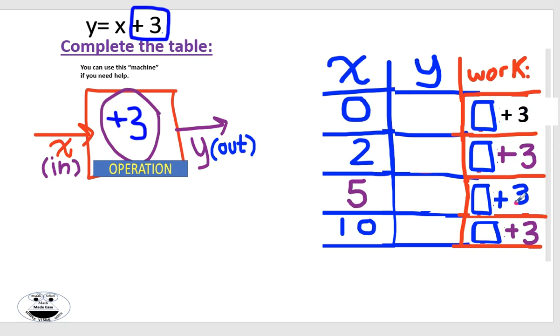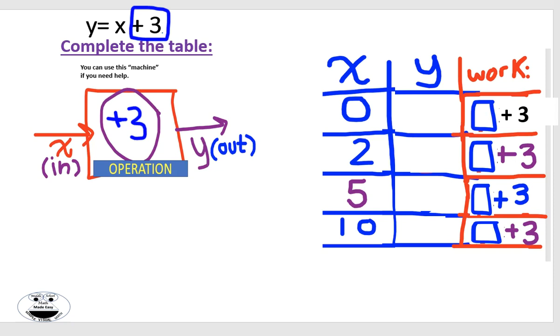Box plus 3, box plus 3, box plus 3. Notice we're always going to do plus 3, plus 3, plus 3. Why? Because in this equation it says y equals x plus 3. If in a different equation, we're going to do a different operation. Whatever it tells us to do, that's what we're doing.